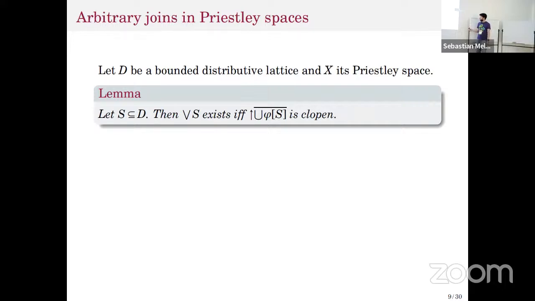Remember that phi maps elements of D to clopen upsets of the Priestley space. So this is a collection of clopen upsets. You take the union, that will be an open upset, and the closure, and then the upset, that should be a clopen upset.